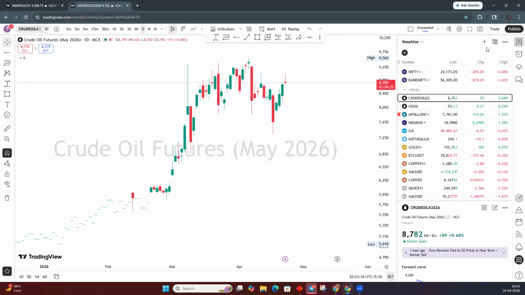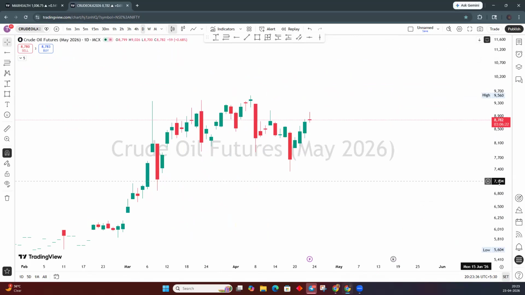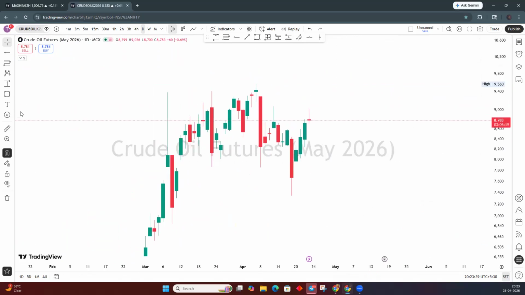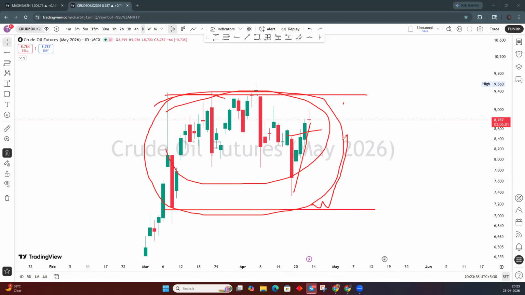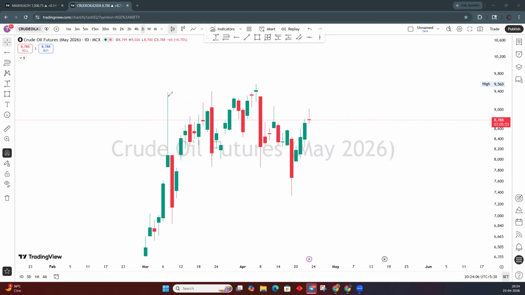Now we will shift to the next view, that is crude oil. For crude oil, we have seen some pullbacks from here. Just suppose this is the area you can see currently. This area is like a sideways zone, and the down side is always bought heavily, and again it goes upside, and here profit booking comes. So this is the bigger picture, a sideways market, nothing else.